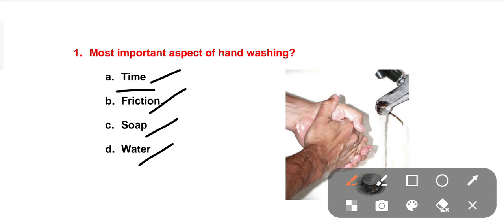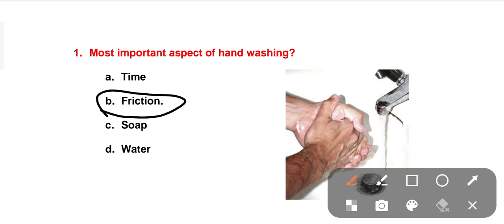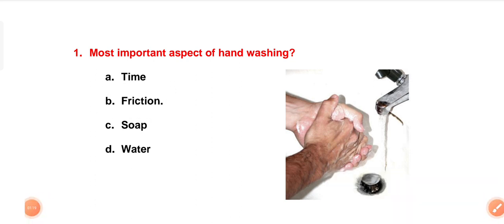Is it time, friction? Is it soap? Is hand washing most effective based on the soap, or based on the water, whether it is cold water or hot water? The right option is friction. While we're doing hand washing, we need to rub our palms very tightly. Then only the infection or microorganisms which are present on the hand can be removed. That is friction. So the right option is friction, not time or soap or water.